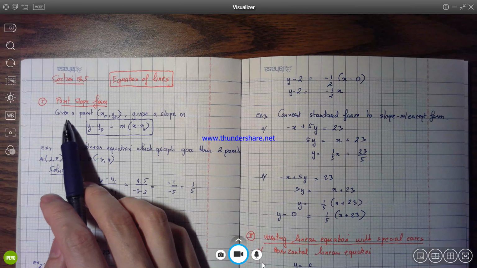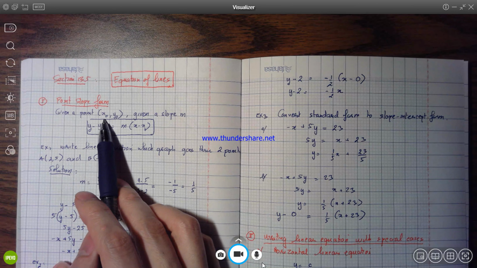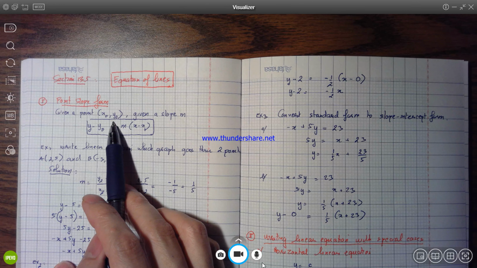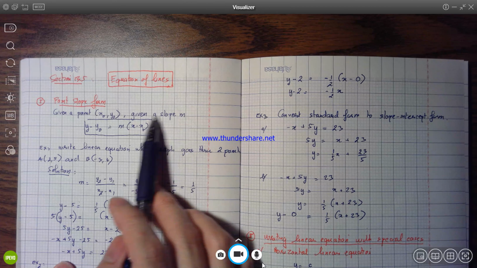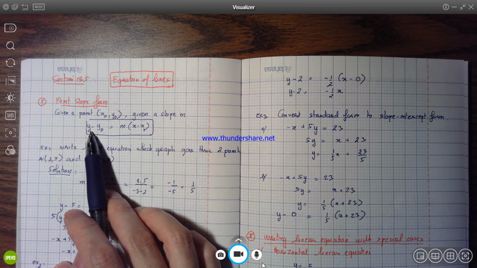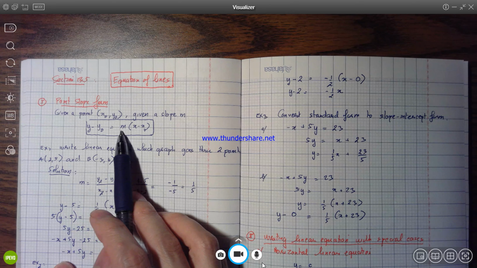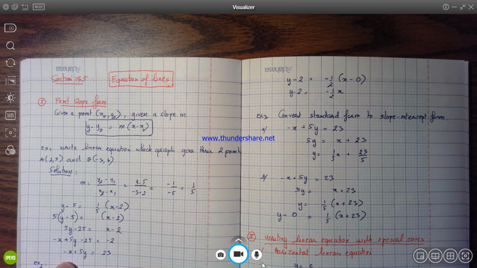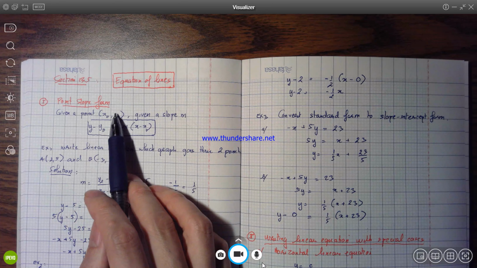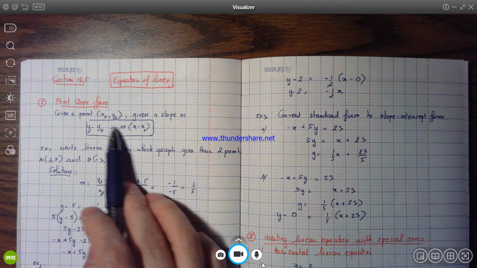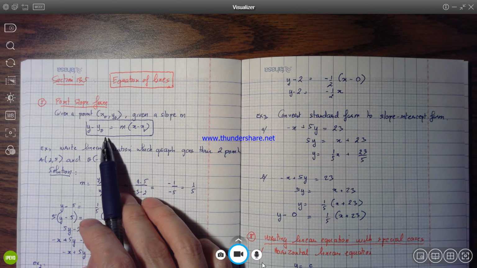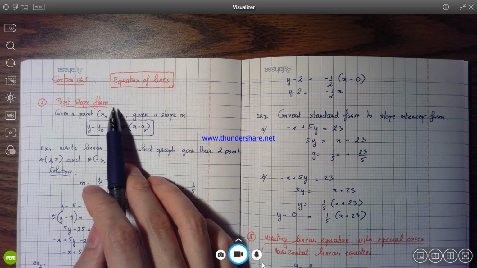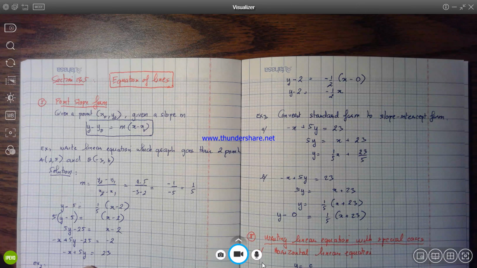Okay, so what is point-slope form? If I give you a point, and I say that point is (x0, y0), and I give you a slope, okay, then I can write the point-slope form: y minus y0 equals m times (x minus x0). It means that if they give you the point and give you the m, you can write the point-slope form of the linear equation directly and easily.